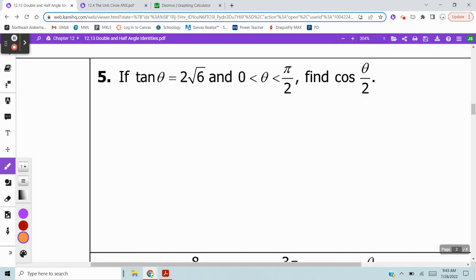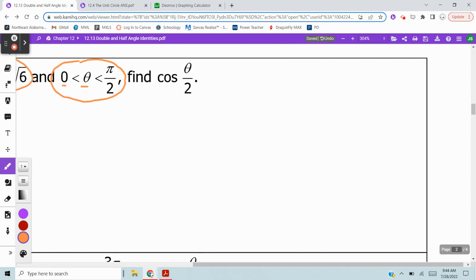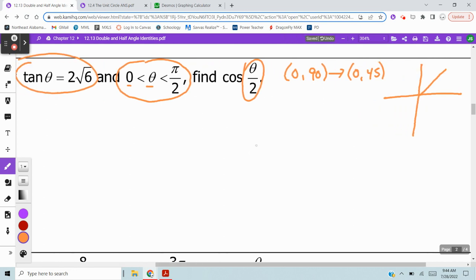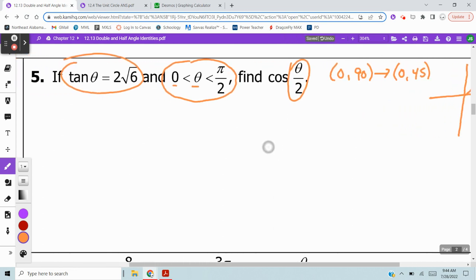Number 5 says if the tangent is 2 root 6, and we are in the first quadrant, this is an angle between 0 and 90 degrees. If you're between 0 and 90, when you half that angle, you are now going to be between 0 and 45. So if you're in the first quadrant and you half the angle, you're going to stay in that first quadrant. So our half angle is going to be in the first quadrant. We're looking for the cosine of theta over 2.